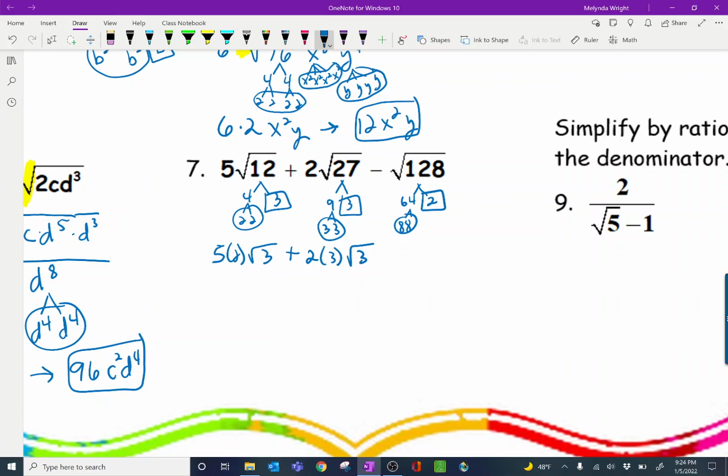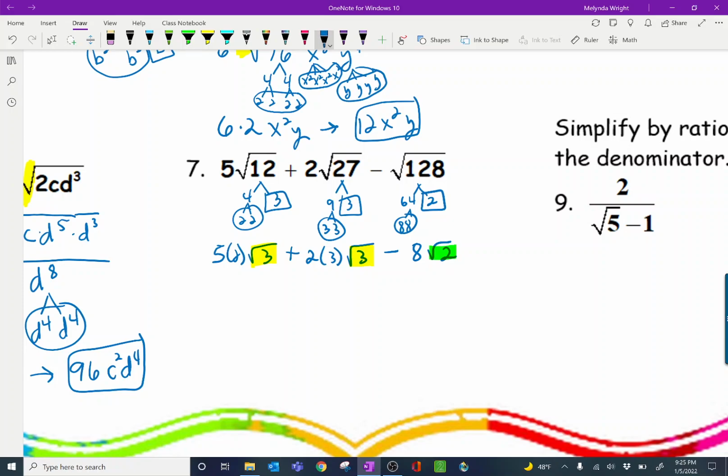Square root of 3 minus 8 square root of 2. Okay, well, we can do some things. We can only add together the radicals that match, right? This radical matches this radical, so I'm going to be able to add those first two together, but I'm not going to be able to add this last one together. That is root 2. That means it's going to have to stay by itself.